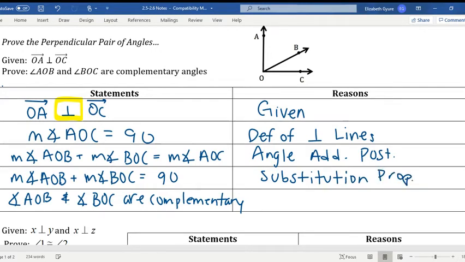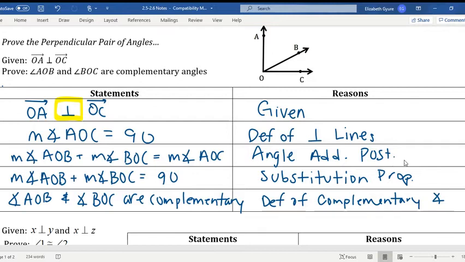Excellent. And then we can see we're there, right? We have they add up to 90 degrees. That means they're complementary. What would be an appropriate reason, though? Julia? Very good. Definition of complementary angles. Good.